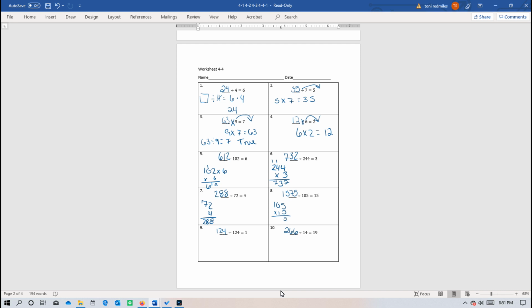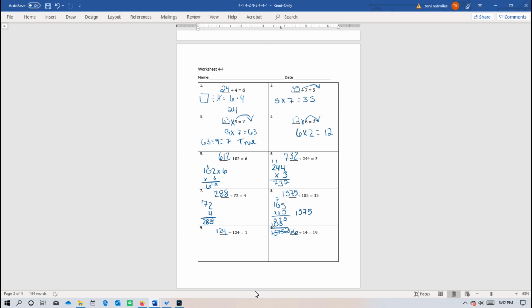Now 105 times 15, I've got 2 levels here. 5 times 5 is 25. 0, 2 more. 5, get underneath the 1. 1 times 5 is 5. 1 times 0 is 0. 1 times 1 is 1. 5, 7, 5, 1. So 1575 is the answer to that one.